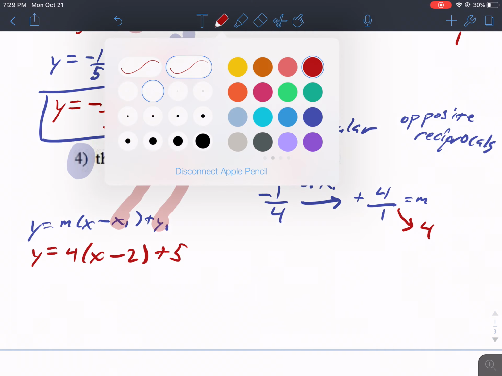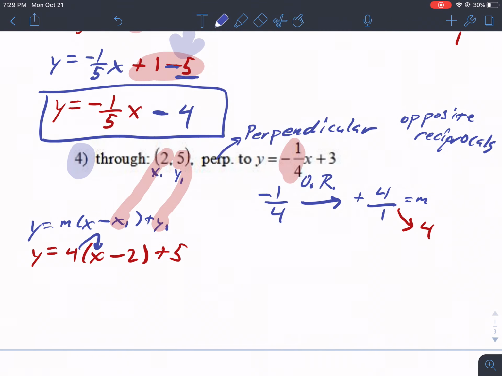You go in, now you got to distribute. Times that 4 on all the terms. You get 4 times x, and then you get negative 8 plus 5. Now you have those two terms. Again, combine them. Now you have y equals 4x.